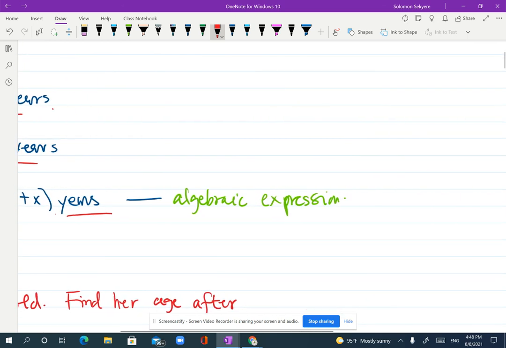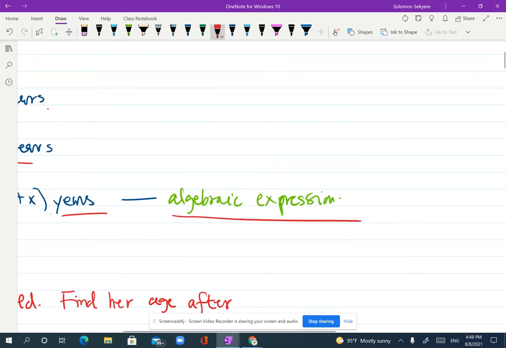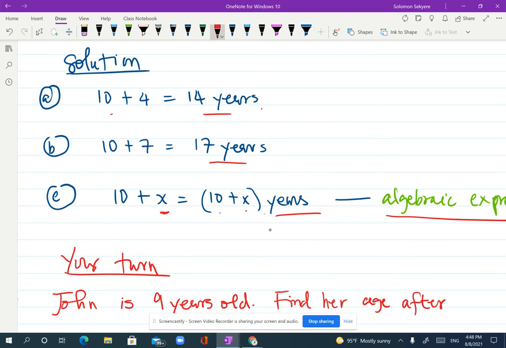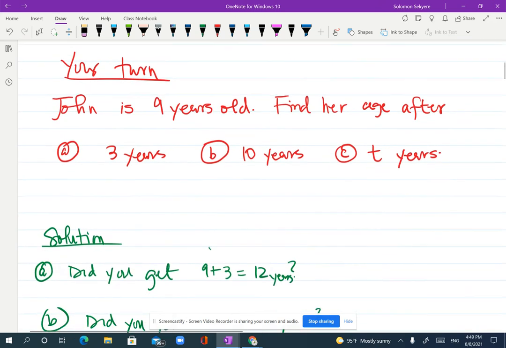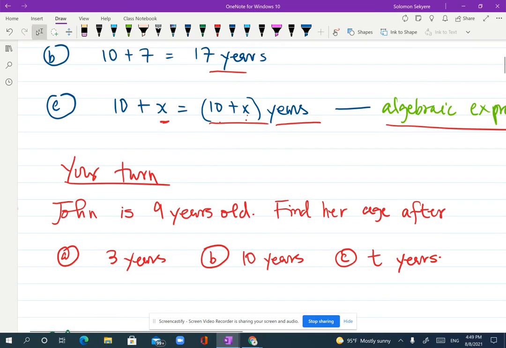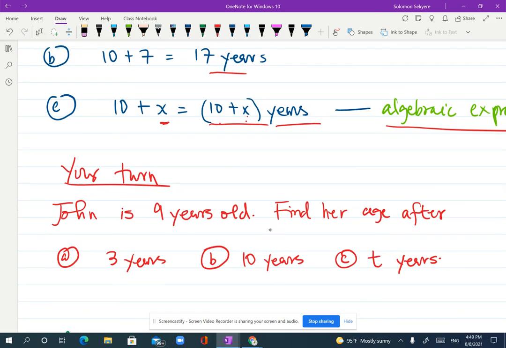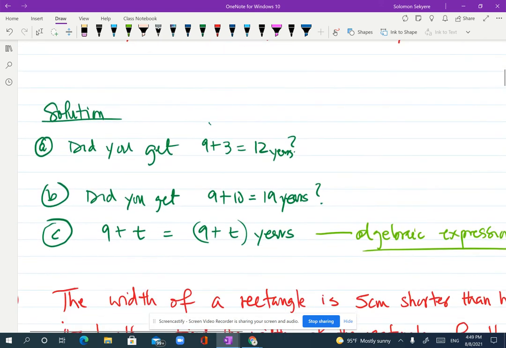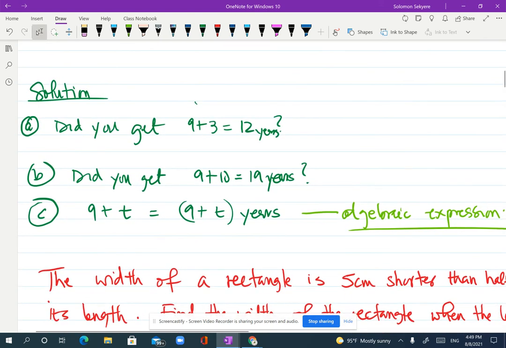So this is called an algebraic expression. It's an expression because we don't know what the x is. Depending on what the x value is, what we are told, we can find the value. We can be told x equals 10, x equals 20, or whatever number, and then we can put it in here. So until we know that x value, it is an expression. Here's your turn. Just do this first and check the answers. Here are the answers.